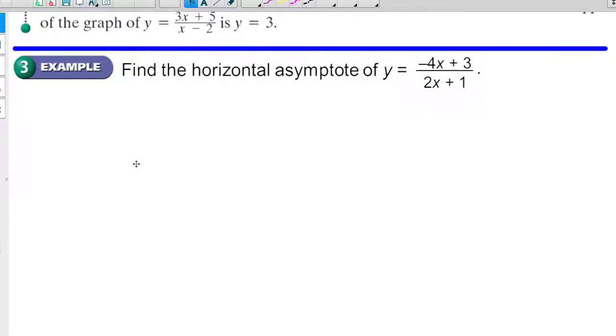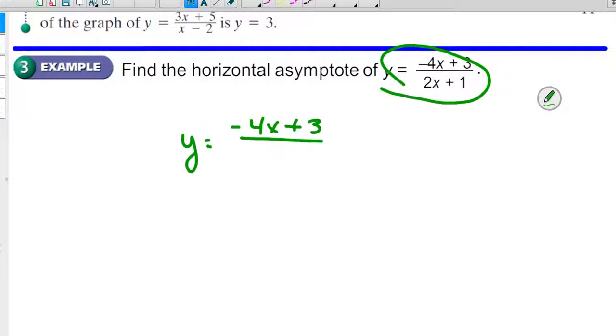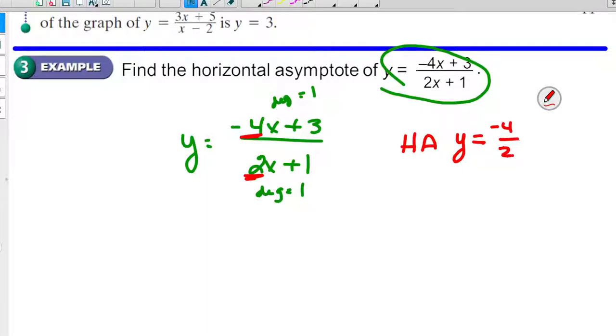Okay, so now taking a look. You have find the horizontal asymptote of y equals negative 4x plus 3 over 2x plus 1. So, doing that, we see here that the degree is 1, because that's x to the first power. So is this one, because that's 2x, x to the first power. So the degrees are the same. So then you are going to look at just your leading coefficients of the x term. So then your horizontal asymptote is going to be y equals negative 4 over 2. Negative 4 over 2 simplifies to just negative 2. So you have a horizontal asymptote at y equals negative 2.